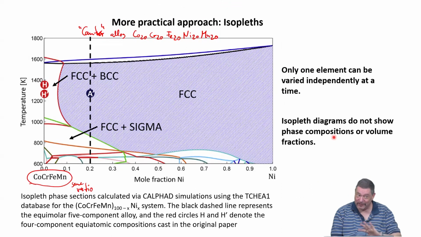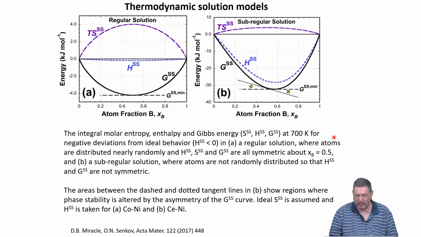No, absolutely not valid. Yeah, lever rule is just the way to calculate phase fractions from phase diagram, and this cannot be applied here. Then we also in alloy selection have to get a more realistic description of the thermodynamics.